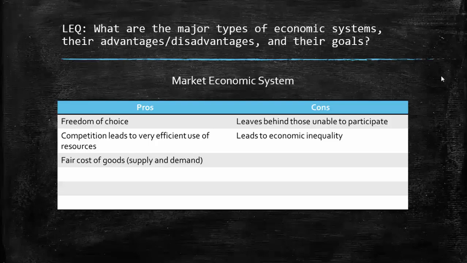And in the market economy, those classes do exist. Just look around. We also have a middle class, we have an upper class, and we have the richest of the richest of the rich in the market economic system, which leads to economic inequality.